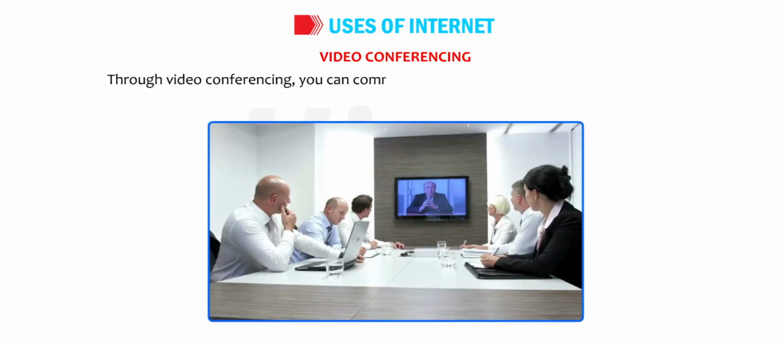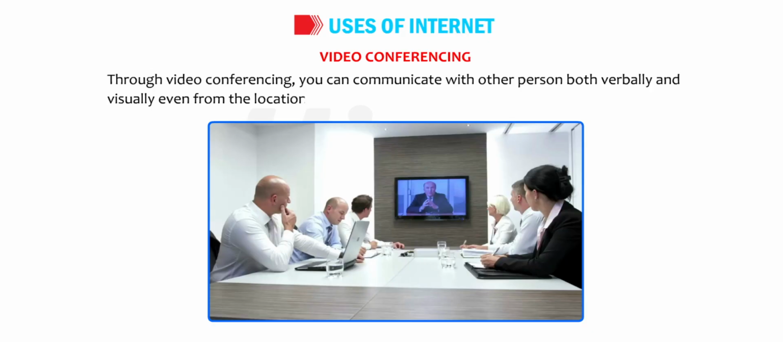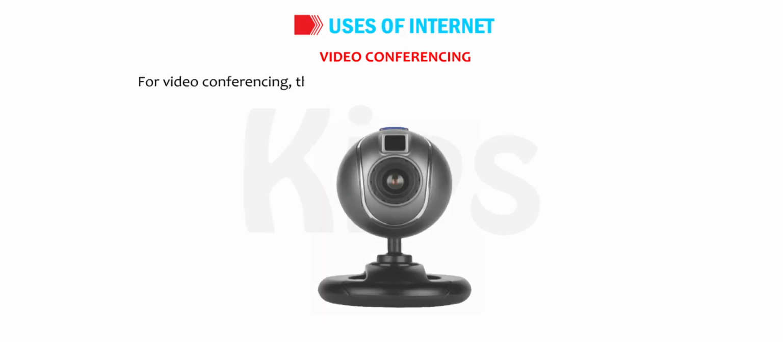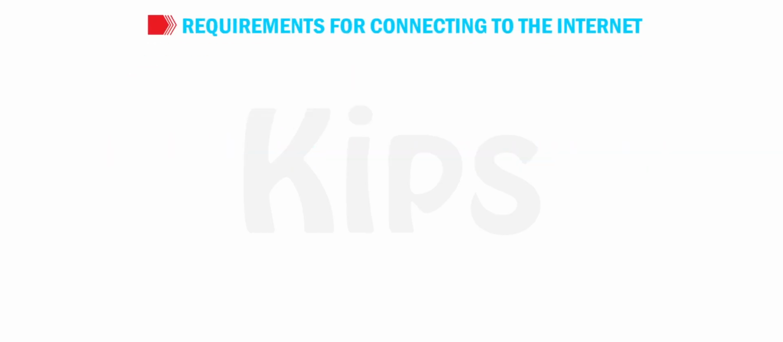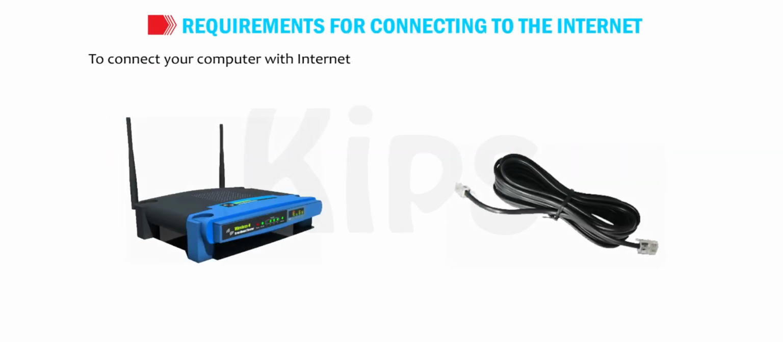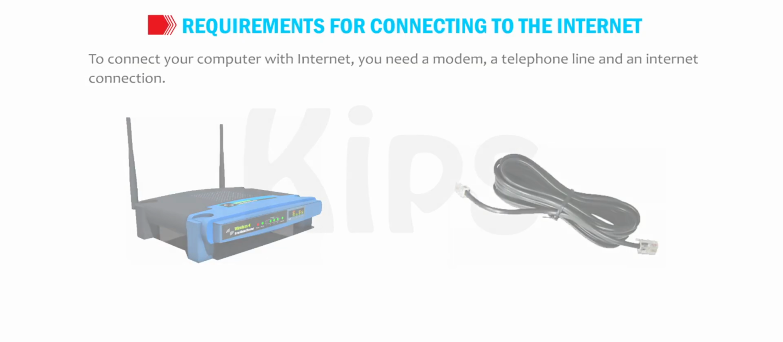Video conferencing. Through video conferencing, you can communicate with other person both verbally and visually, even from the locations that are geographically apart. For video conferencing, the communicating parties need to have web cameras. Let us learn various requirements for connecting to Internet now. To connect your computer with Internet, you need a modem, a telephone line, and an Internet connection.